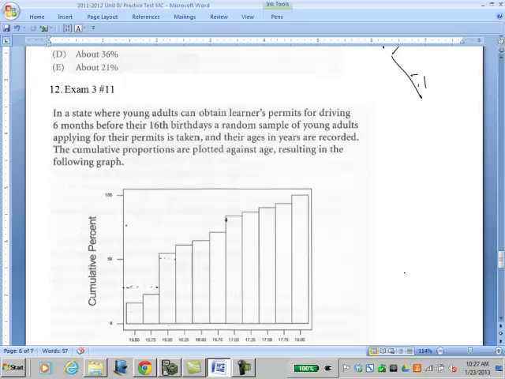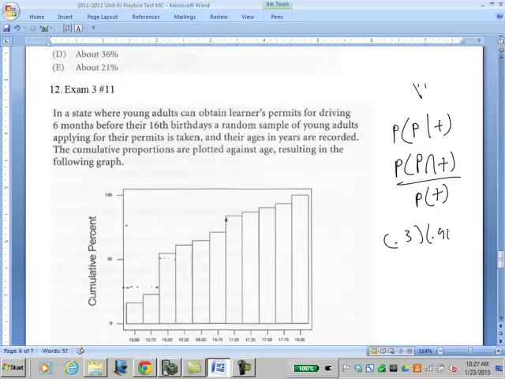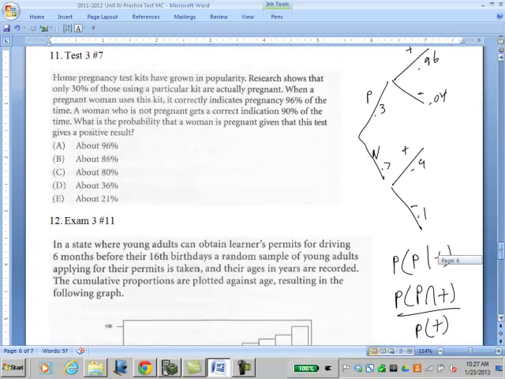All right. So it's the probability of being pregnant given that it's positive. So that's the probability of pregnant and positive over the probability of positive. And that's going to be 0.3 times 0.96 divided by 0.3 times 0.96 plus 0.7 times 0.1. And that's about 80%. In other words, if you look at the tree diagram, if it's still there, yeah.